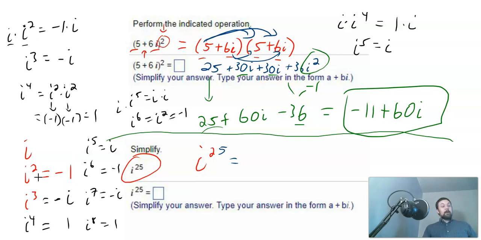Will i to the 25th power be in the second row? If so, the answer is -1. If you read a textbook on this, they have this process of taking the exponent, which is 25, dividing it by 4, not to get the answer from that, but to get the remainder of whatever's left over when you divide by 4, and that tells you which row it's going to be in. And that's correct, but it's not the way.